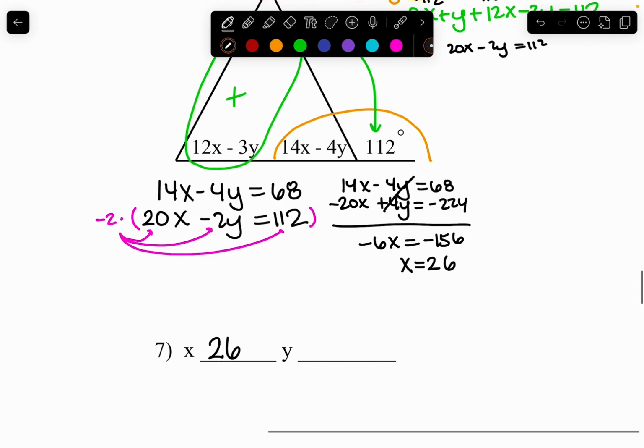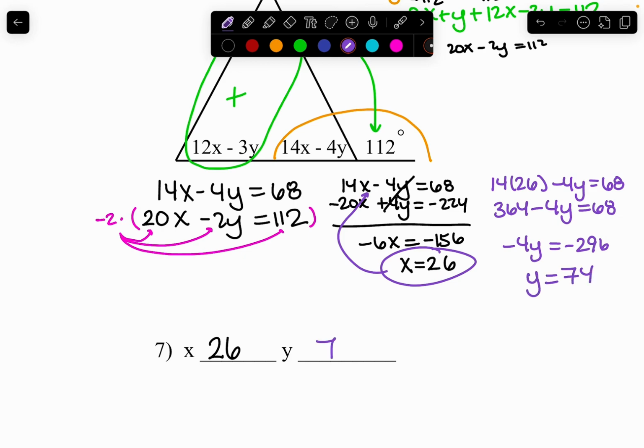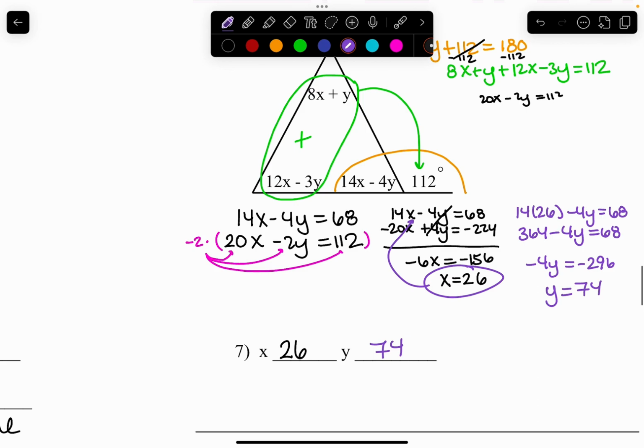And then y will be whatever it is whenever I plug x back in. So I'm going to take this x and I'm going to plug it into this top equation here. So we have 14 times 26 minus 4y equals 68. 14 times 26 is 364. Minus 4y equals 68. I'm going to subtract 364 on both sides. And I get negative 4y equals negative 296. I'm going to divide that by negative 4. And I get that y is 74. Neither x nor y are their own individual angles, so I don't need to put a degree symbol on there.